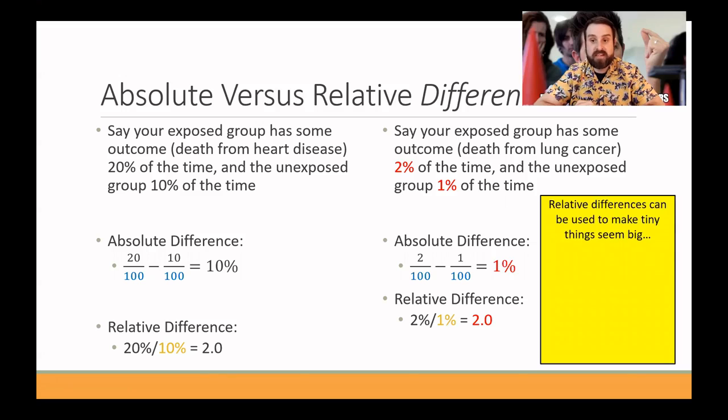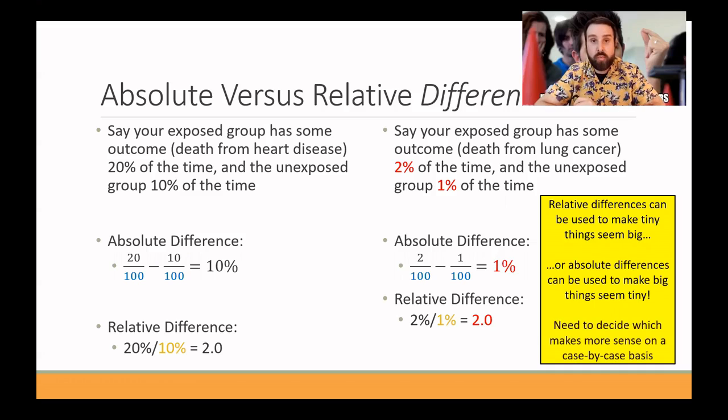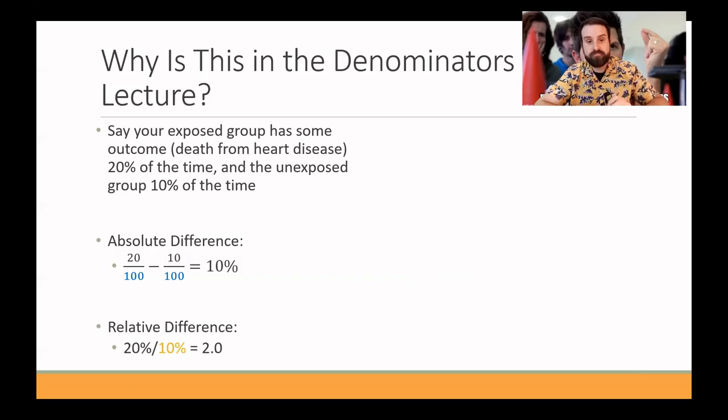So my point here is that relative differences can be used to make tiny things seem big, or absolute differences can be used to make pretty big things seem tiny. And which one is more appropriate requires careful thought and consideration on a case-by-case basis.